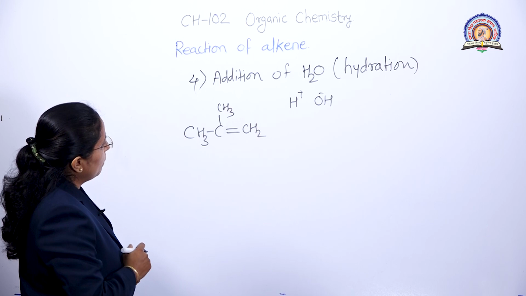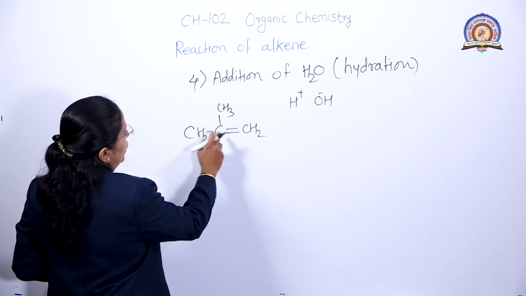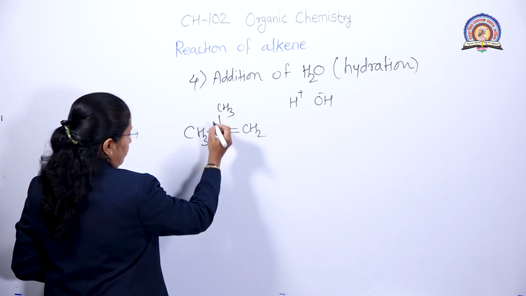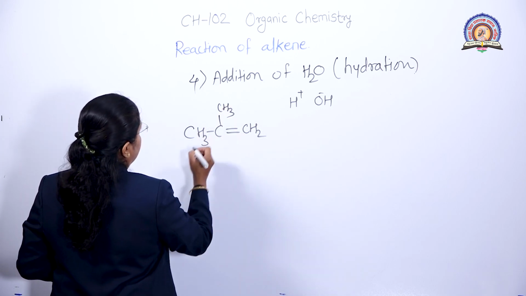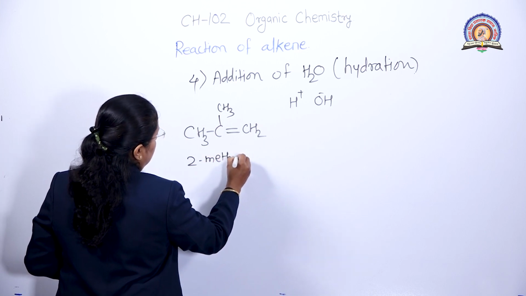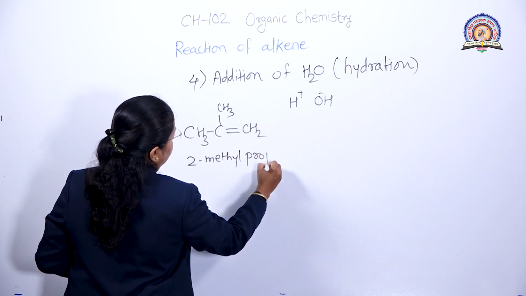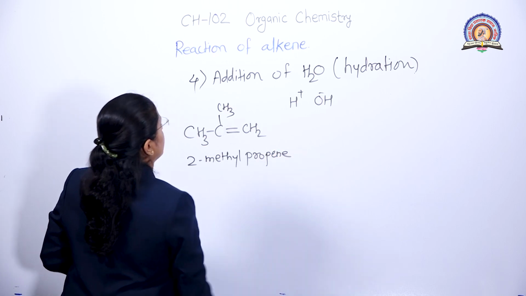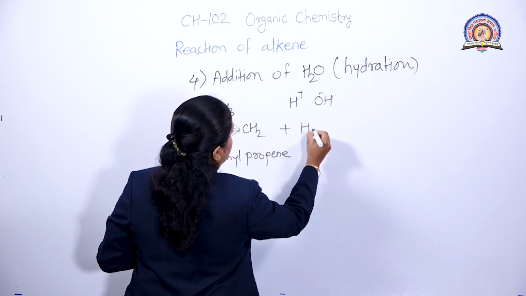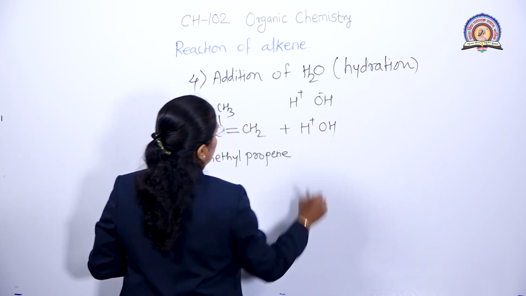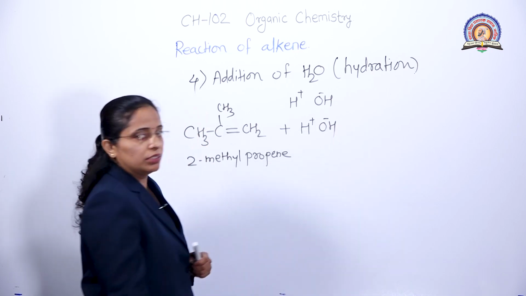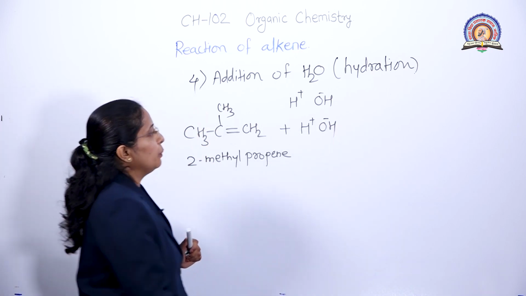What is the name of this compound? In this case, 1, 2, 3: three carbons are in the chain and one is present on the second carbon. So the name is 2-methylpropene. In this 2-methylpropene, when we add a water molecule, instead of H2O we write H plus and OH minus for simplification, and we get the product.